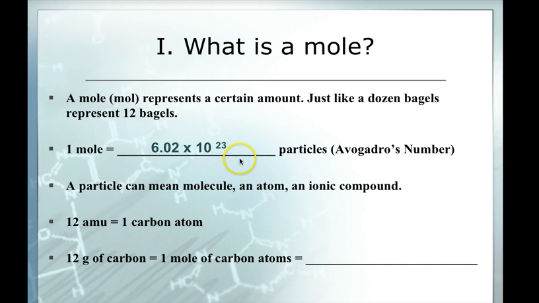And just how big is this number? Well, if you remember in scientific notation, to change this to a regular number, you'd have to take the decimal, which is here, move it 23 places to the right, which is this number here. So it would be a tremendous number. And we can say a mole could mean 6.02 times 10 to the 23rd molecules or atoms or ionic compounds, pretty much any particle.